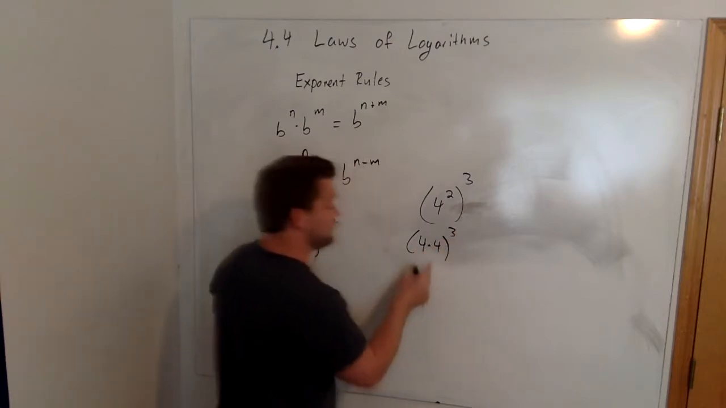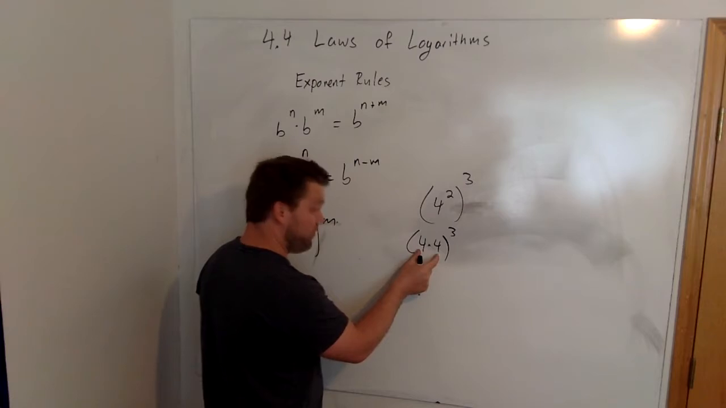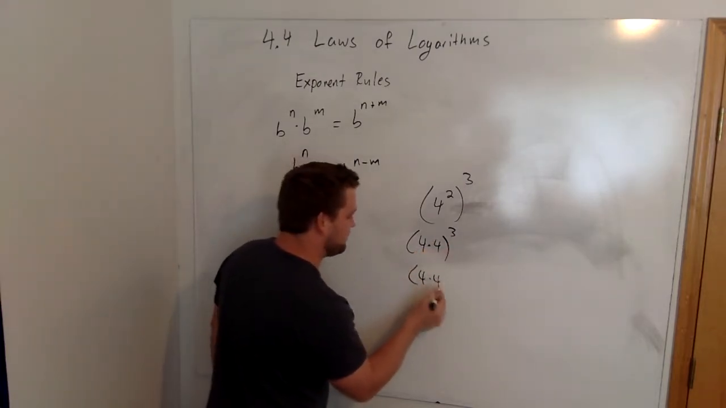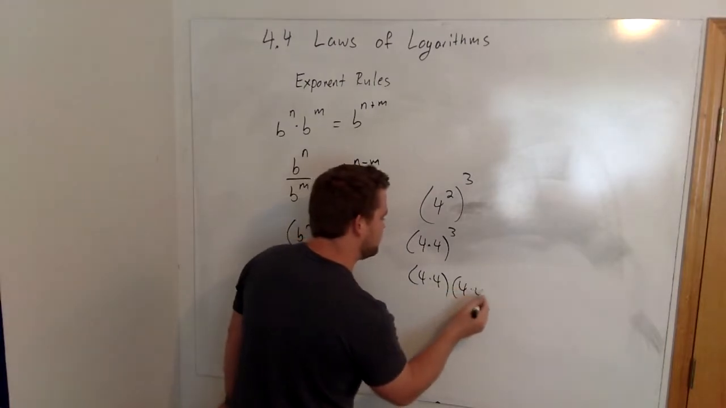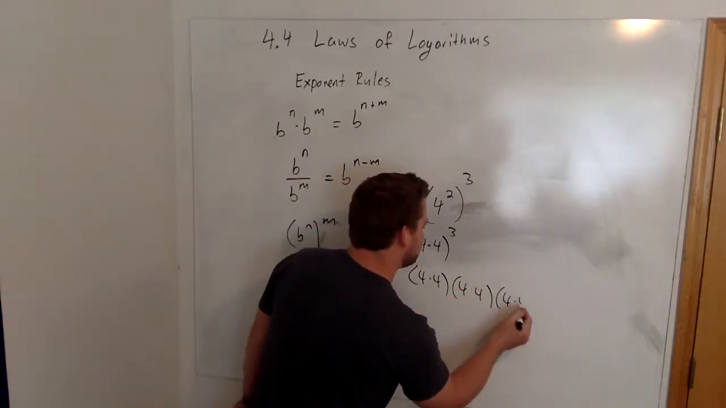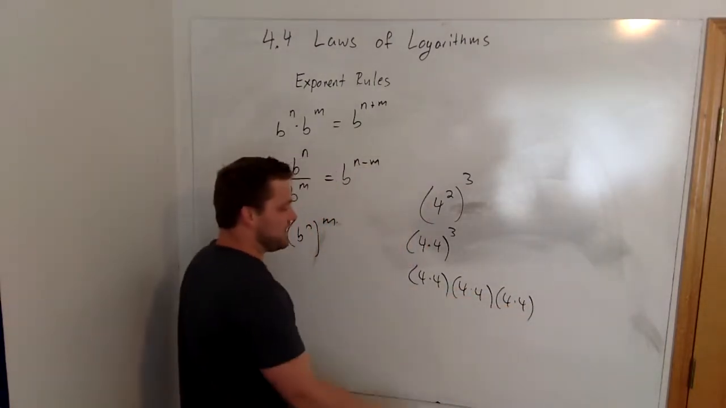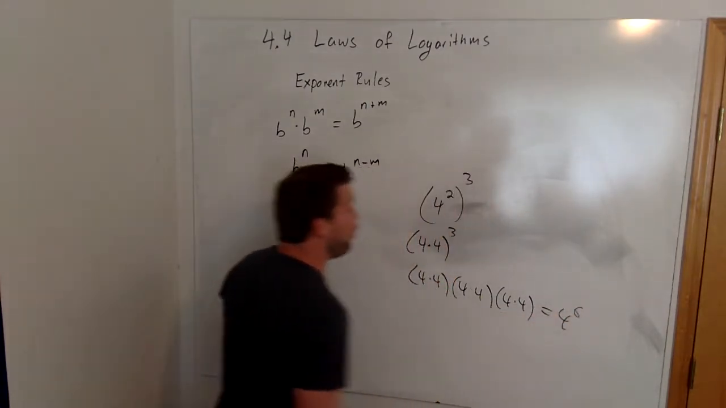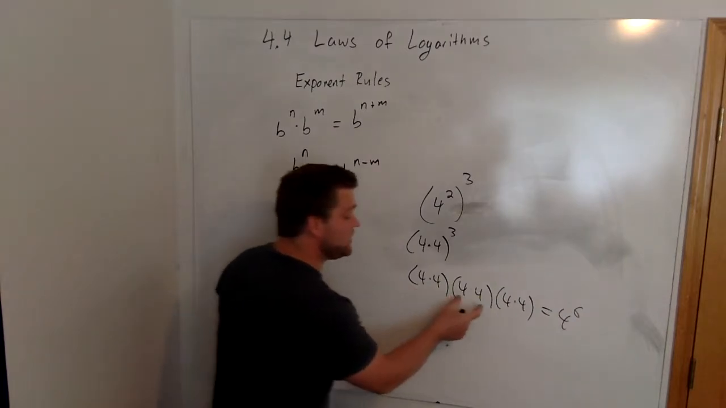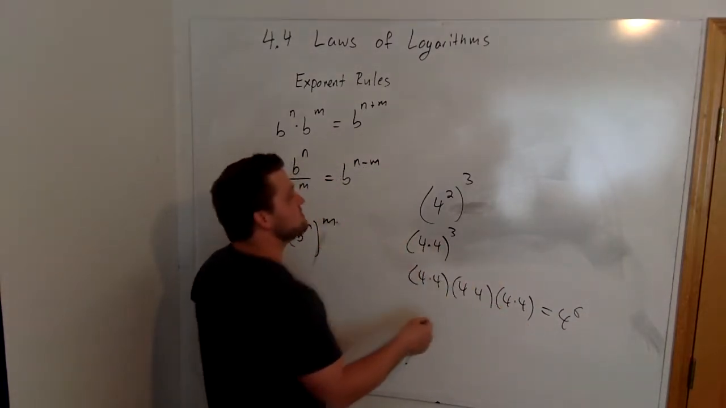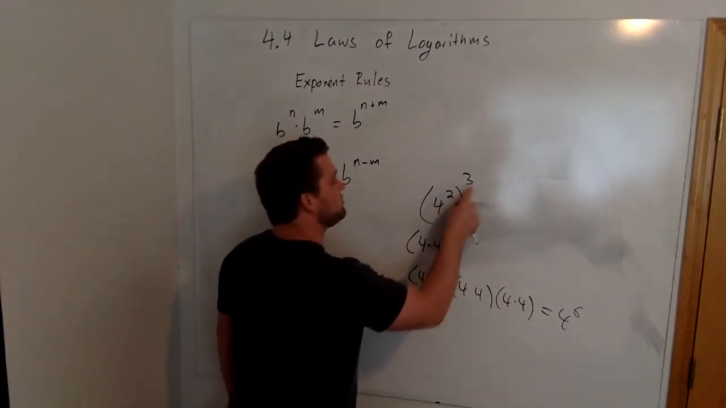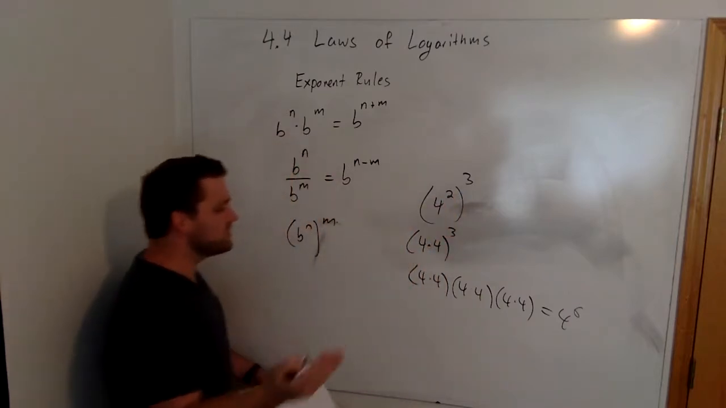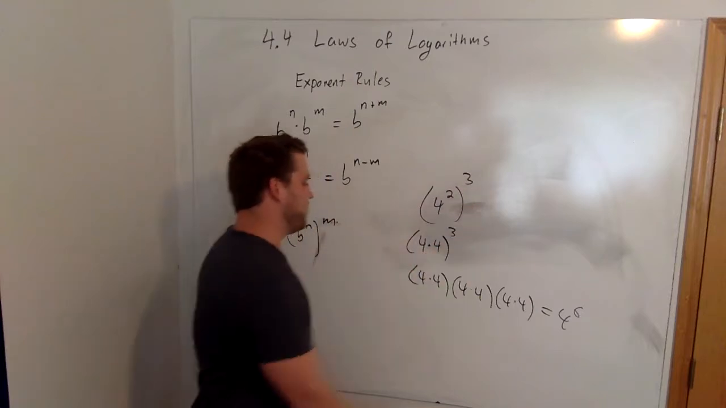And now I'm taking this group of two fours and I'm multiplying it by itself 3 times. So this is 4 times 4 times 4 times 4 times 4 times 4. So how many 4s do we have in total? 1, 2, 3, 4, 5, 6. We have 6. Or you could think that we have 3 groups of 2. So we have a total of 6. That's why they should multiply.